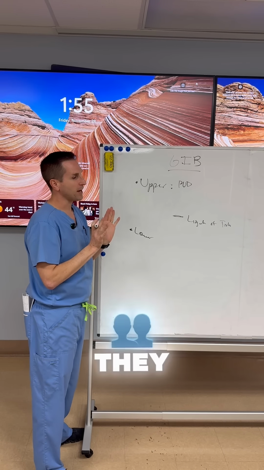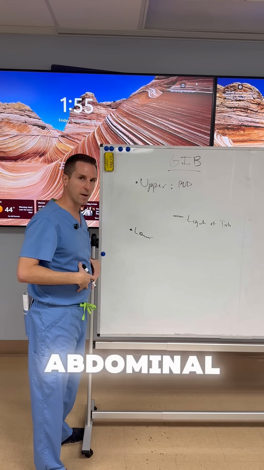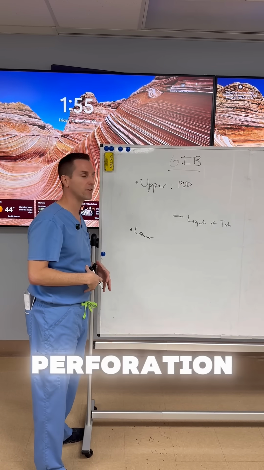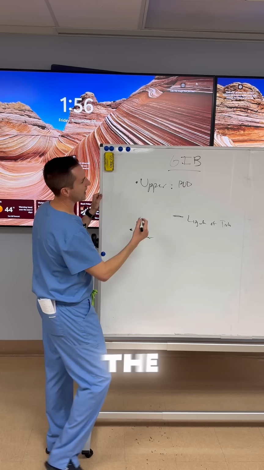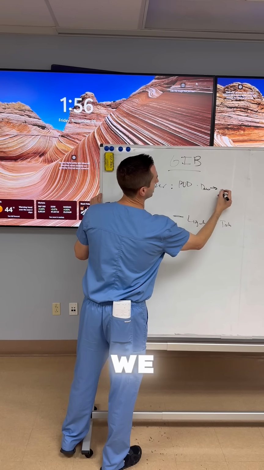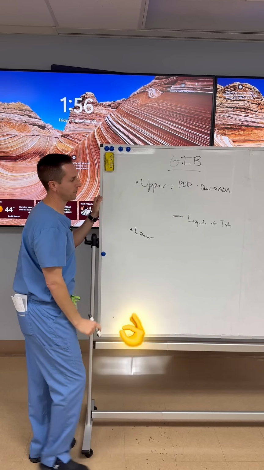However, if they perforate anteriorly, that's more likely to then cause intra-abdominal sepsis, if you will, or purulent peritonitis because of the free perforation. Whereas the duodenal ulcer that perforates posteriorly, the thing we think about here is it eroding into the gastroduodenal artery. Okay?